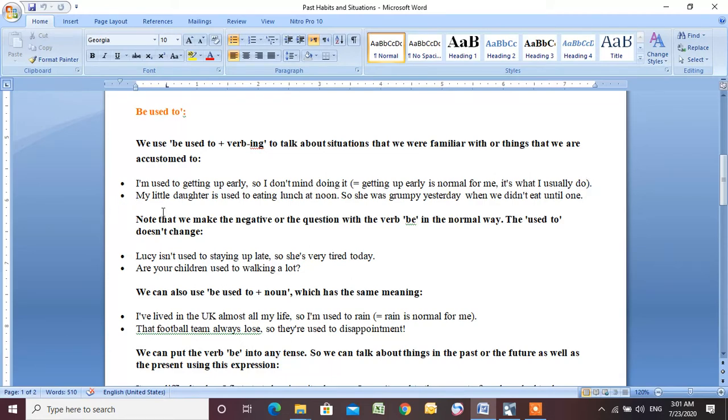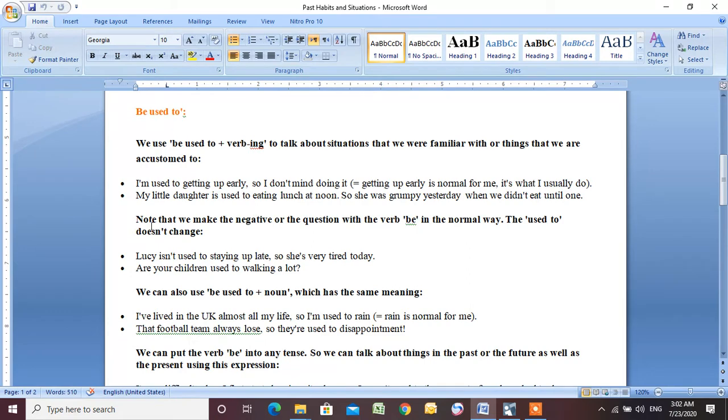The other example, my little daughter is used to eating lunch at noon. So she was grumpy yesterday when we didn't eat until 1. It means that that's what she is accustomed to, or that is what she is familiar with. She is familiar with eating lunch at noon.